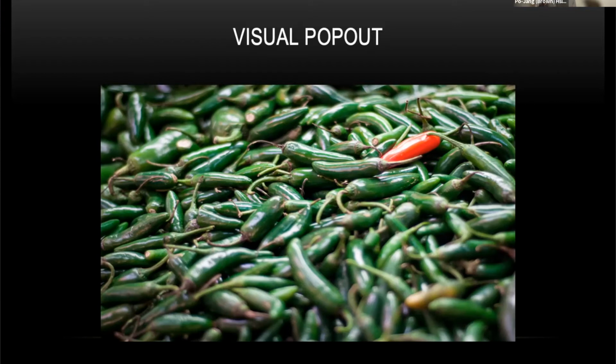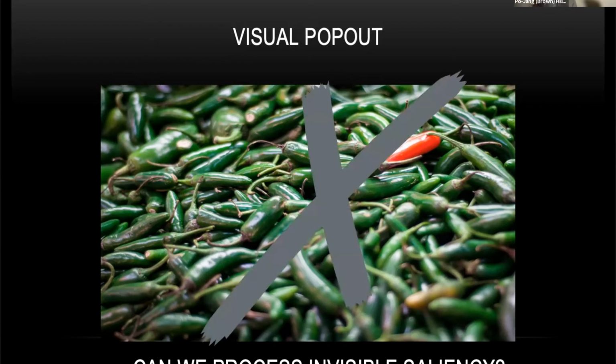In other words, we are asking, do we need consciousness for this kind of information processing or not? Can we process invisible saliency or not? If you have no visual consciousness of this stimulus, is it still possible that this feature singleton can be processed unconsciously and attract your attention? We want to know the answer to these questions. And of course, to answer them, we need to knock out your consciousness and see whether this feature singleton can still attract your attention or not.